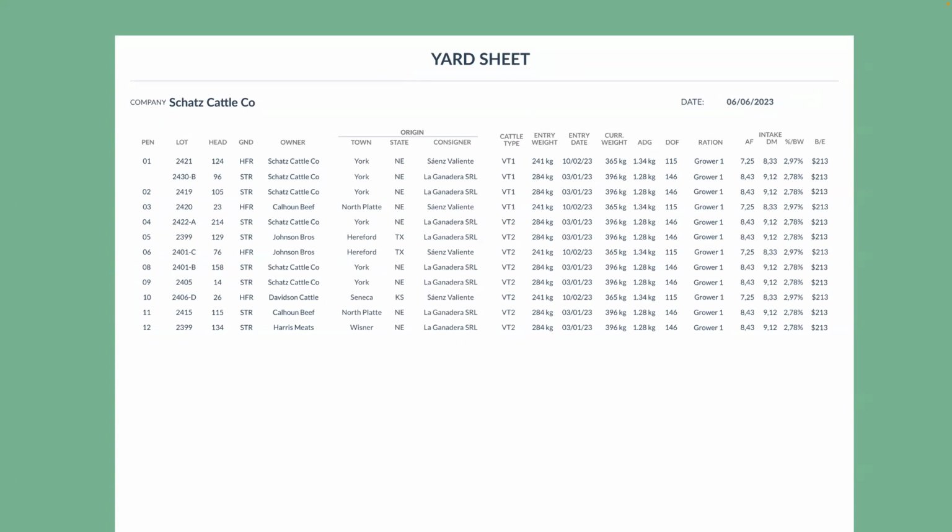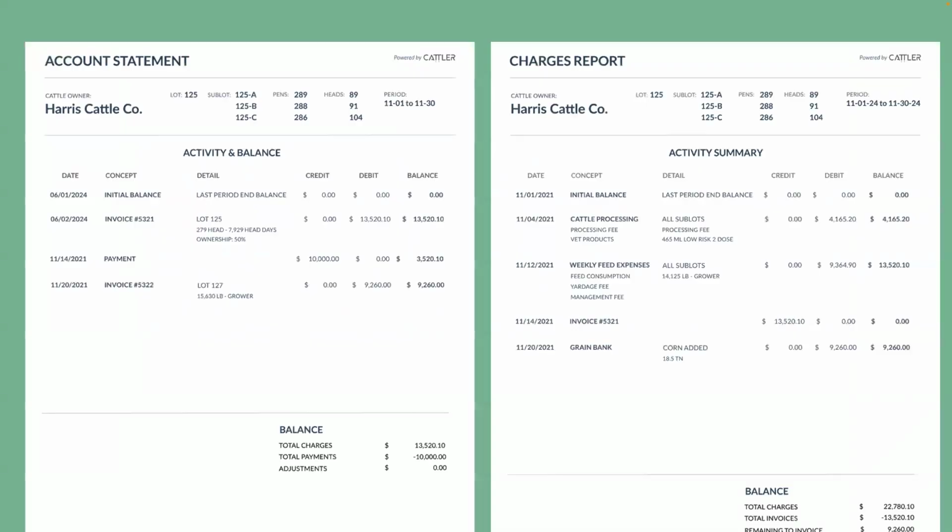Yes, that's exactly what I was showing just a moment ago. Here, account statement. So you will be able to give your customer an activity and balance statement so that it matches the payments and the invoices that were emitted, and also a charges report where it goes deeper and accounts for some of the activities that generated that invoice or any invoice, including grain bank. So it's like the charges report is embedded within the account statement through the invoice.